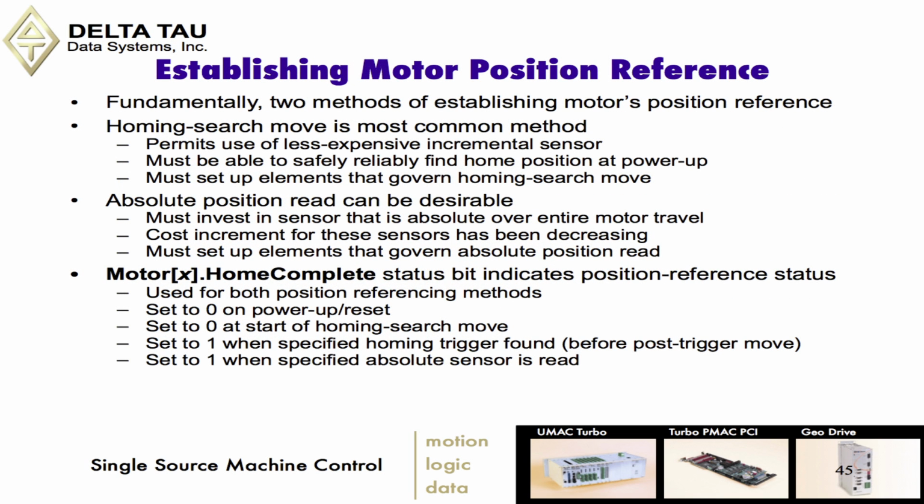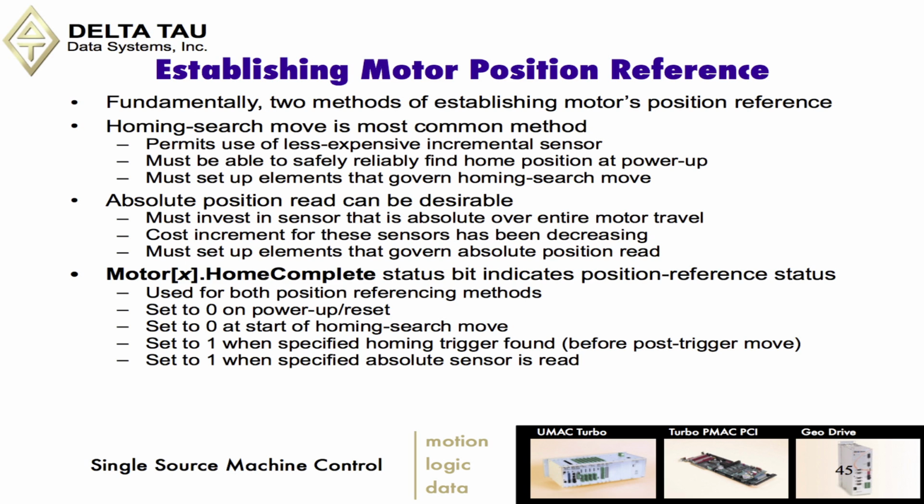PMAC, Power PMAC's homing feature. So there's basically two methods of establishing the motor's position reference. We can do a home search move. This means we can use an incremental sensor on the motor, and we use position capture to find the home position. Or we could use an absolute position read of an absolute position device. A little bit more expensive feedback device. But it does give us a number of options in setting up commutation, finding our position.